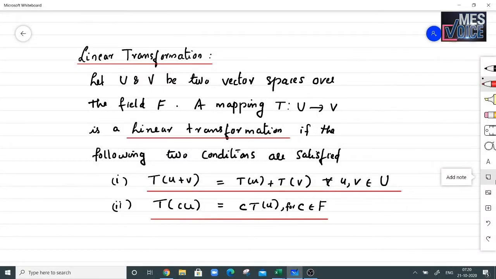Here I am going to give a small introduction to linear transformation and how a matrix is formed from a linear transformation. What is a linear transformation?